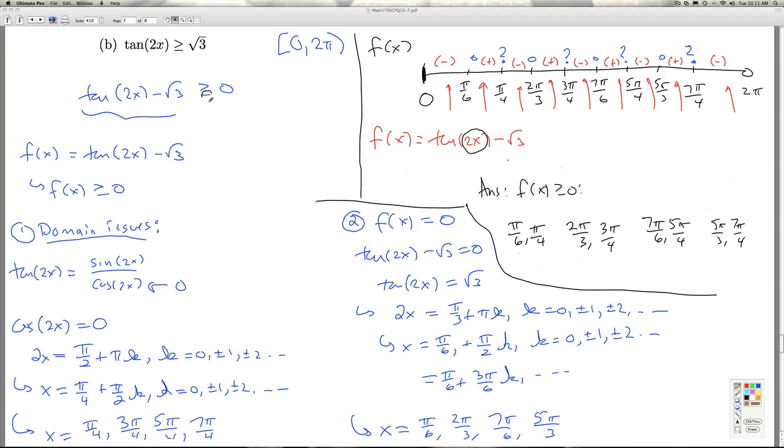I'm allowing it to be equal to 0. It's equal to 0 at pi over 6, 2 pi over 3, 7 pi over 6, and 5 pi over 3. It's undefined at these other points, so I'm going to have a parenthesis at each of those, and then I'll connect them up, doing the union thing.